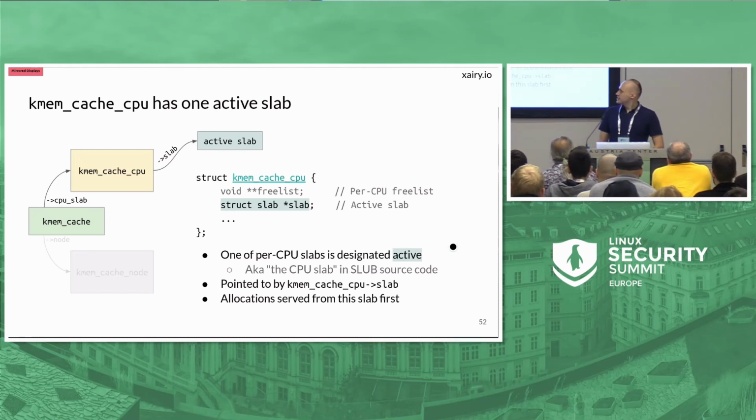The active slab has a unique property: allocations that happen on this CPU from this cache happen from this slab first. That's the idea. We have one single slab which is used first to serve the allocations.